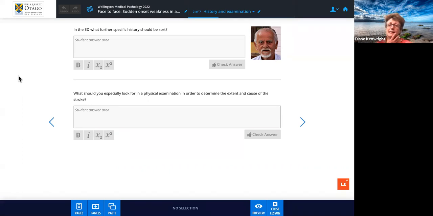Okay, so in a physical examination, similarly, we want to do a full neuro exam as well as a full cardiac exam, and then we'd want to do some other systems. But mainly we want to be looking for things like atrial fibrillation, murmurs, good causes of emboli, bruits in the carotids, signs of atherosclerosis or other vascular disease elsewhere, signs of previous weakness. Does he have any deficits anywhere else?